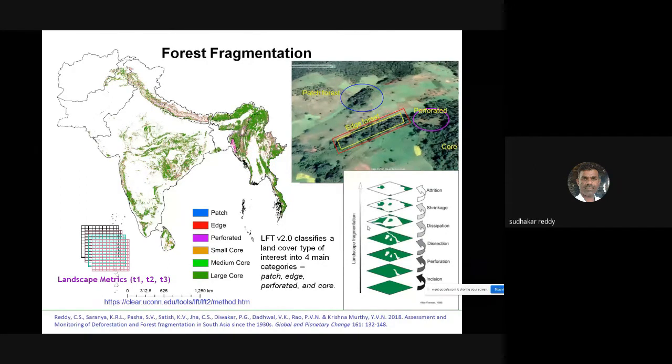And these maps also help us, especially in the context of wildlife management, to build ecological corridors, and we can also make use of these databases for ecosystem restoration activities.